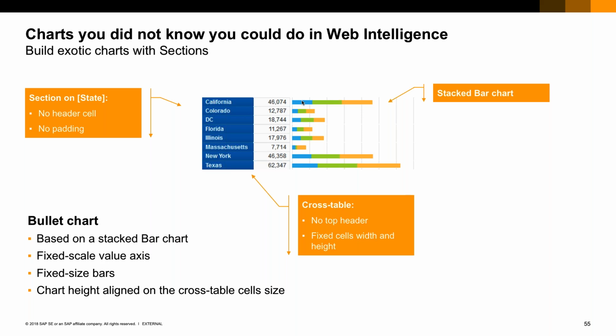we have this stacked bar chart with the measure we want to display, and the size of the bar chart is defined equal to the size of the cells of the cross table. And this is how we end up with a bullet chart, which is actually made of a section, a cross table, and a stacked bar chart all together.